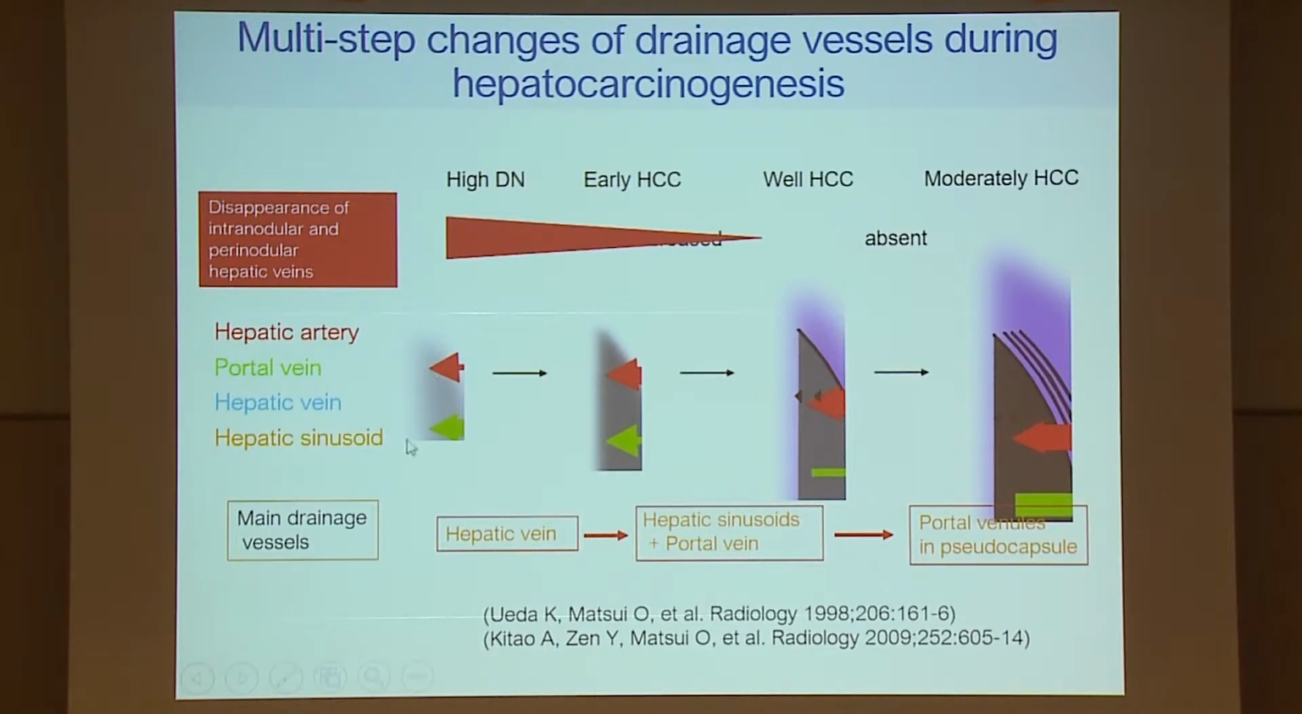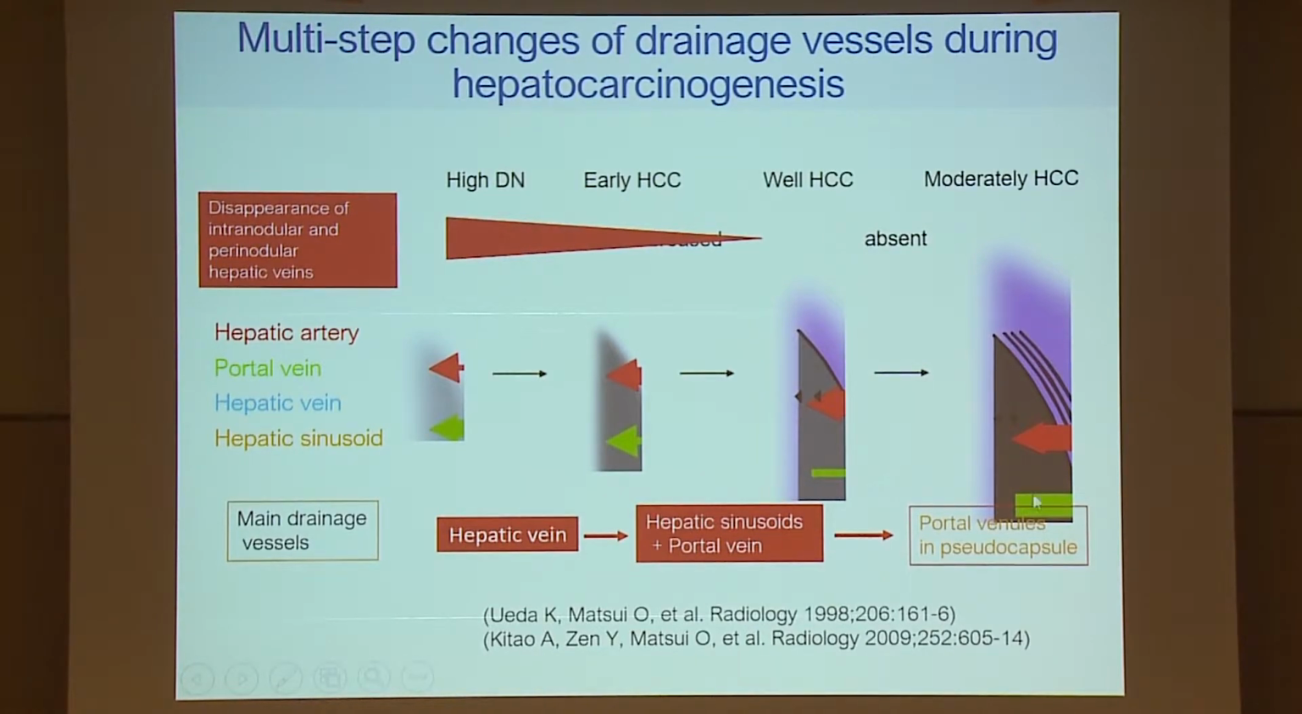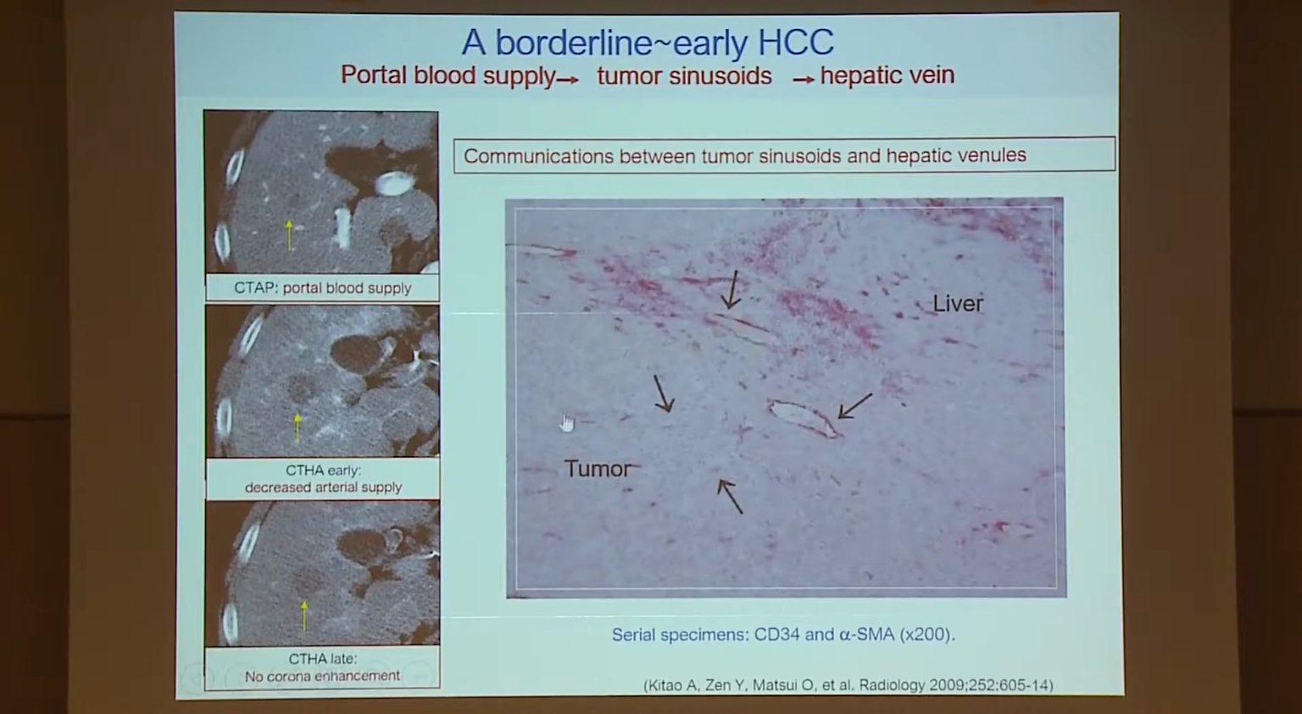So drainage vessel from hepatocellular nodules or SCCs changes from first hepatic vein and then hepatic sinusoid at portal vein. And then after capsule is formed, it's changed to portal venular pseudocapsule. I will show you some cases.